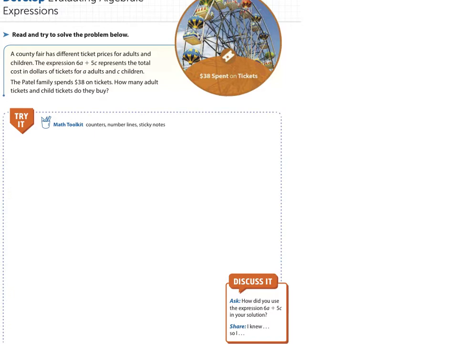On the develop section, we are evaluating algebraic expressions. We are going to read and try to solve the problem below. A county fair has different ticket prices for adults and children. The expression 6A plus 5C represents the total cost in dollars of tickets for A, adults, and C, children. The Patel family spends $38 on tickets. How many adult tickets and child tickets do they buy?